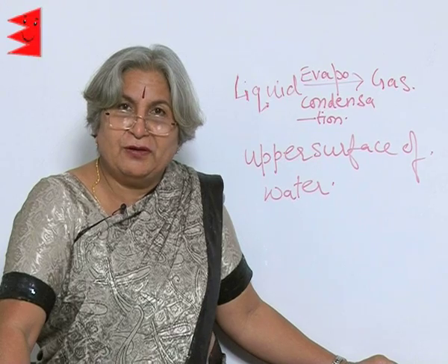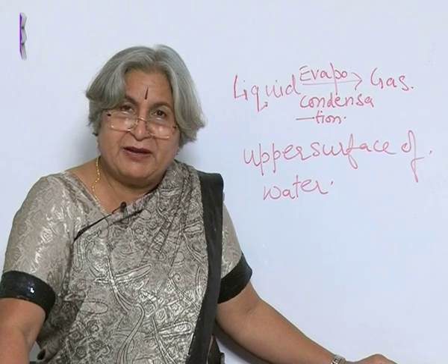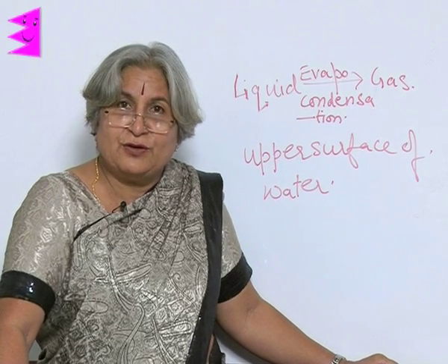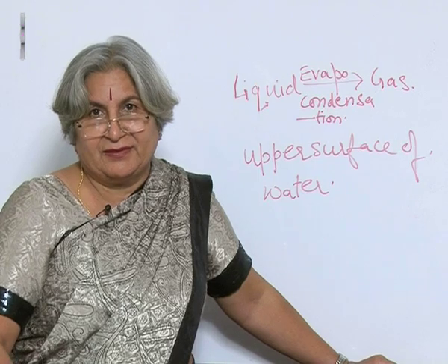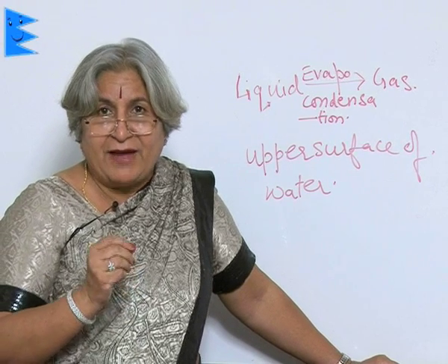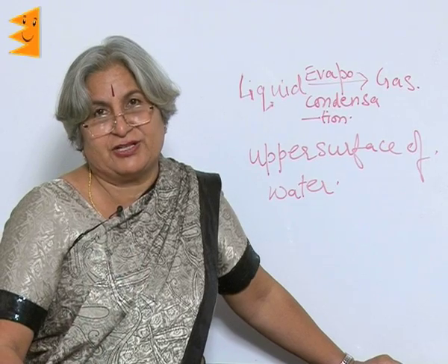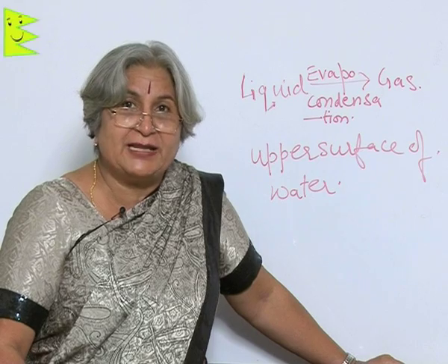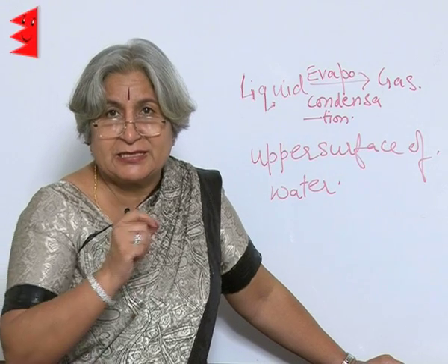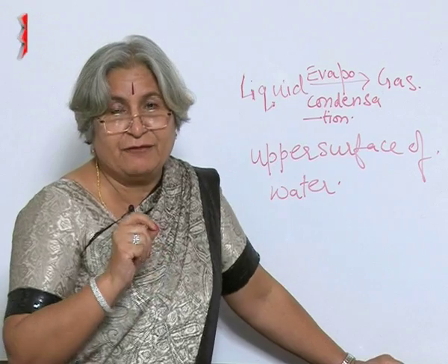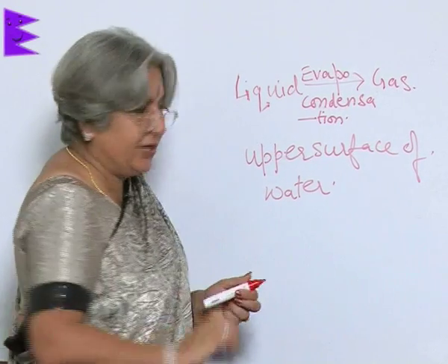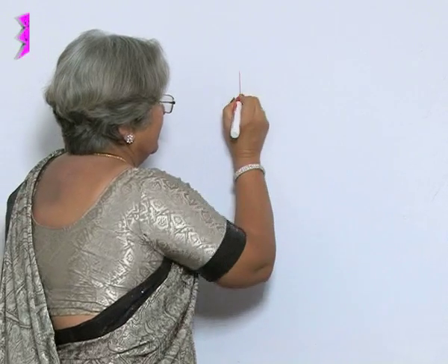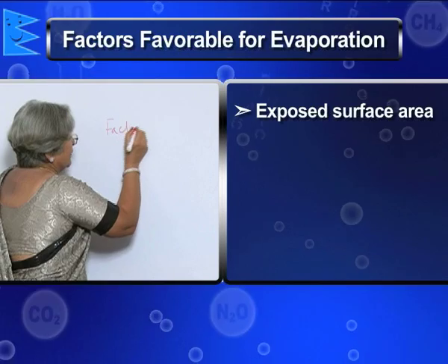So, what do you do? How do you improvise? In winter or rainy season, not only do you put it inside the house, you also switch on the fan. That means there are factors which can increase or decrease evaporation. And also when you want to dry your clothes, you spread them well. So, from this example we can say that the factors which are favorable for evaporation are: first, the exposed surface area.